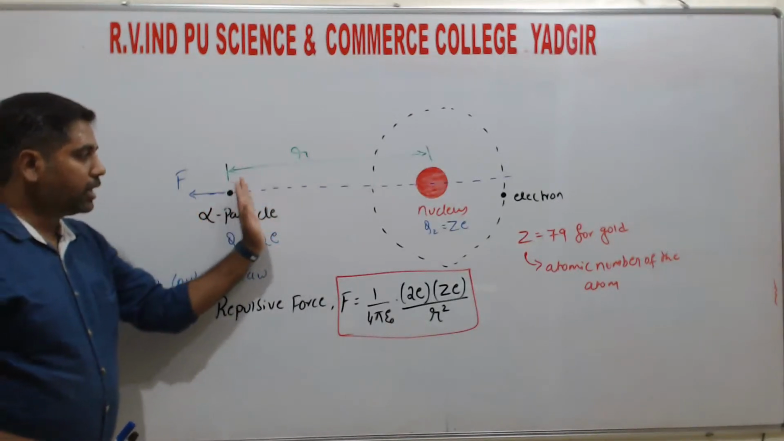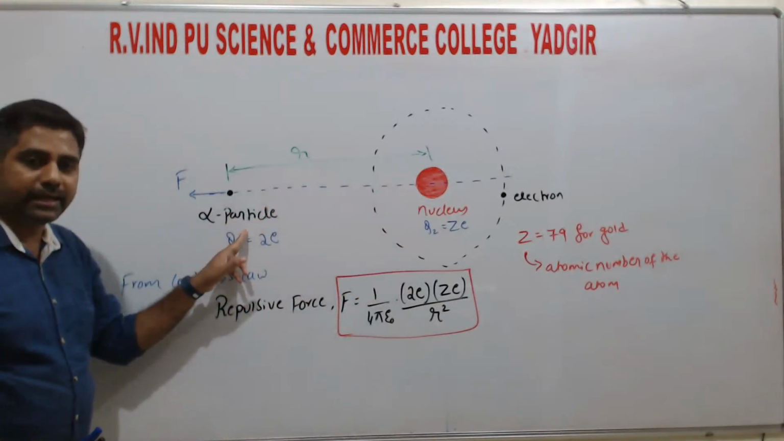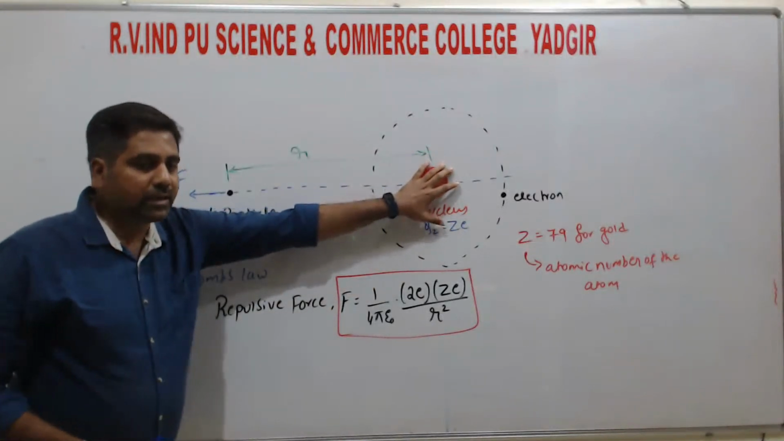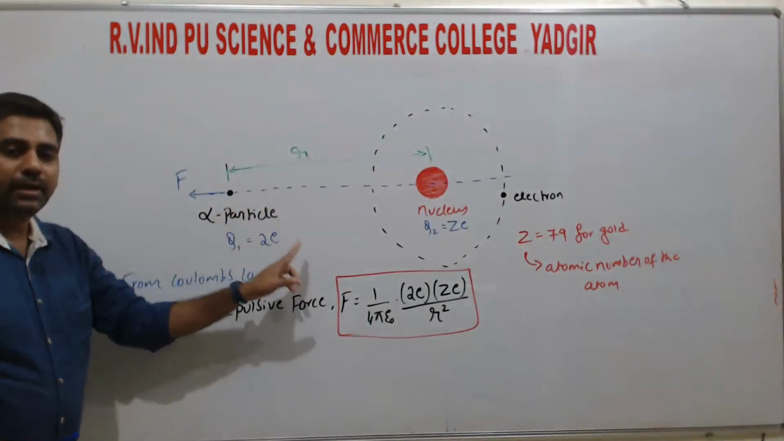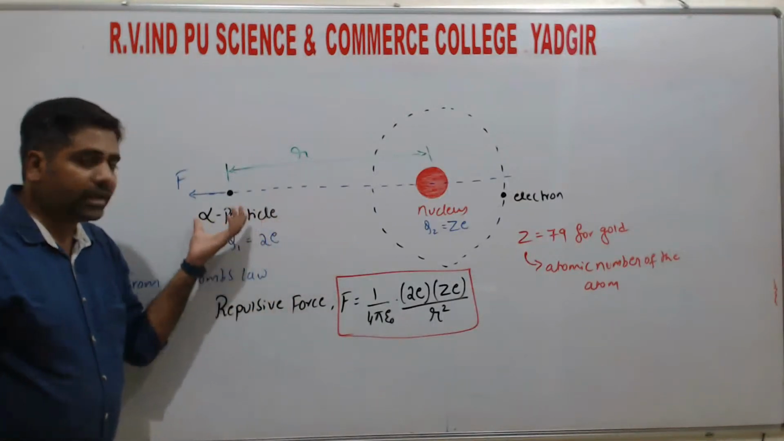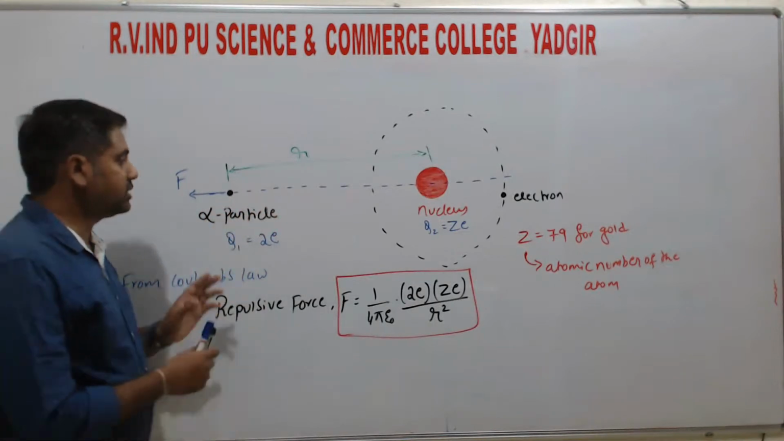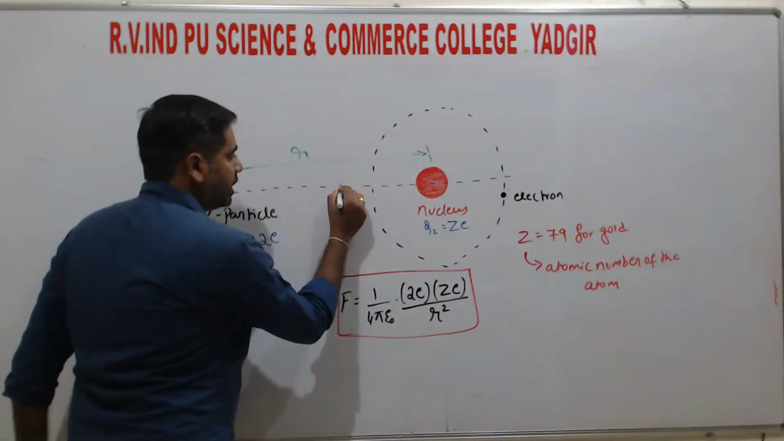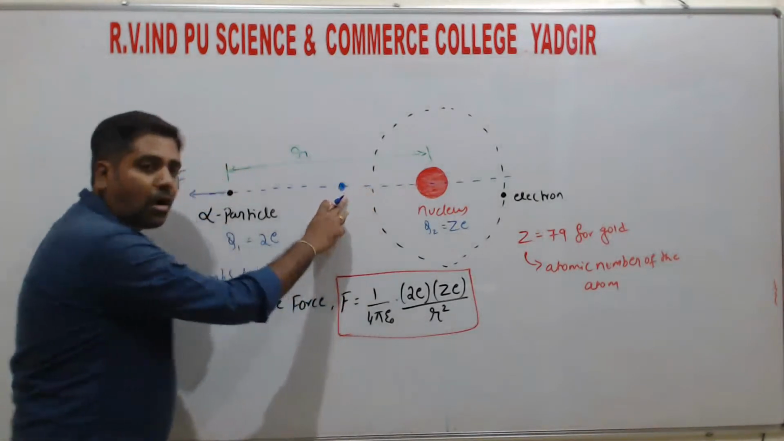So as the alpha particle approaches near to the nucleus, its velocity goes on decreasing because of the opposition of the force exerted by the nucleus. For that reason, its kinetic energy decreases, right? As kinetic energy decreases, automatically the potential energy will increase for a particular distance. For example, if this particle is somewhere here, so this is the alpha particle.